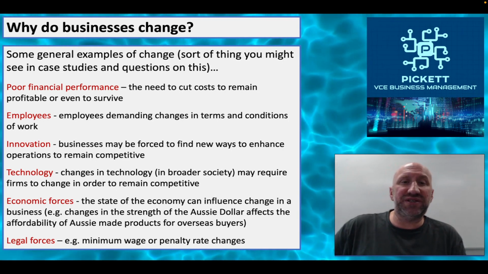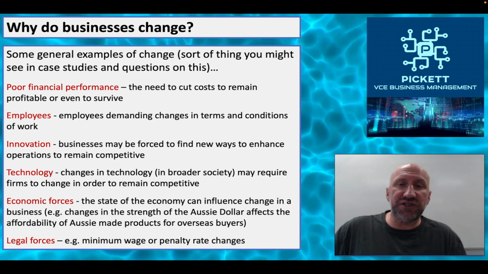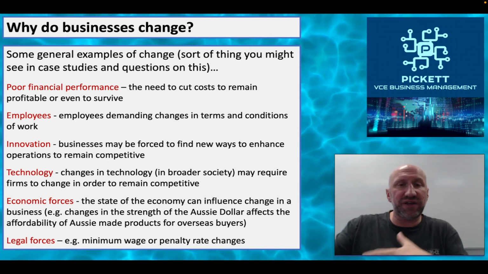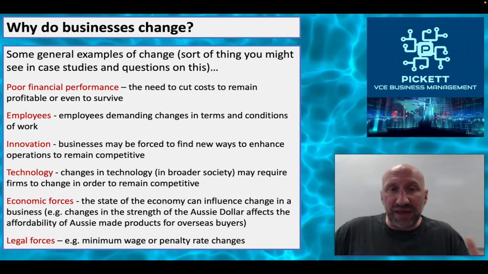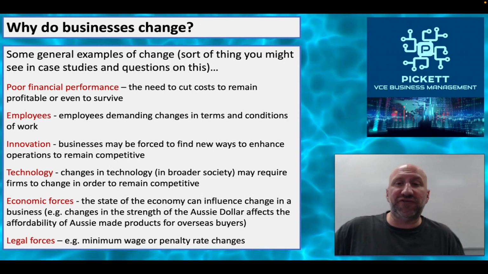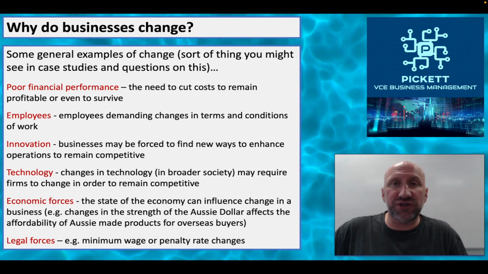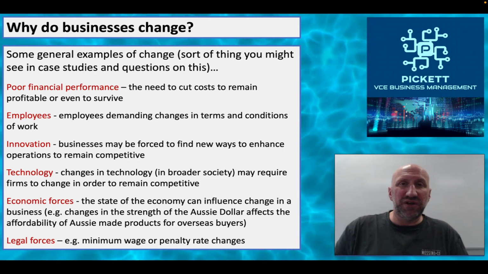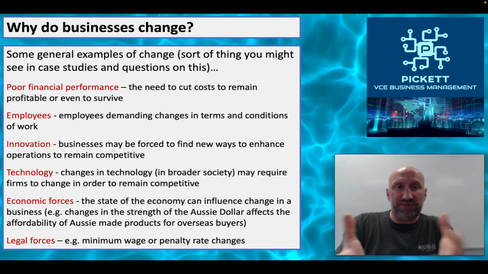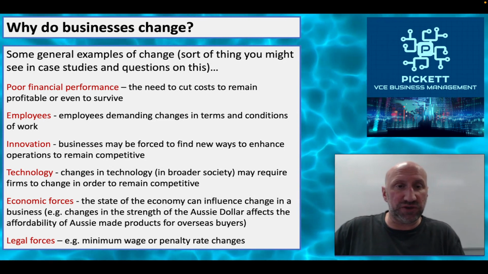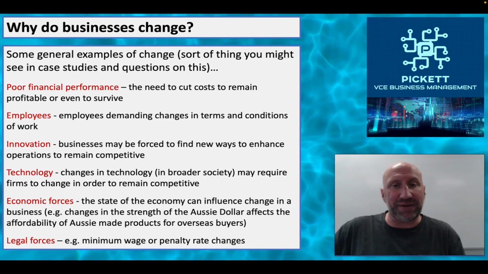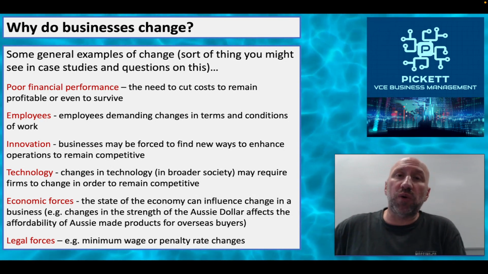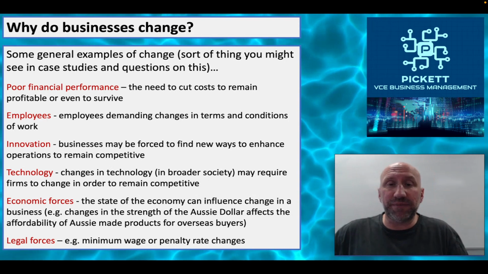Employees is another common one we see. Employees demanding changes in terms and conditions and work. So that can be what's generating or driving the need for the change. Innovation, businesses may be forced to find new ways to enhance operations, to remain competitive. And again, we've just seen some examples of all of this stuff. Well, certainly that one, just in practice with the McDonald's there. Technology is the same. Changes in technology in broader society might require firms to change in order to remain competitive.